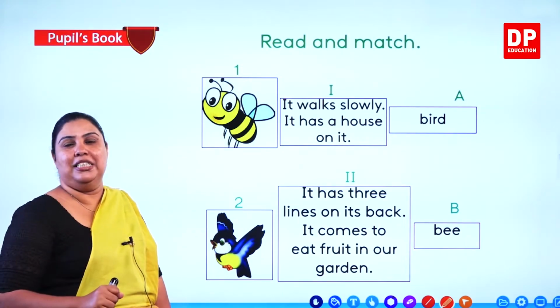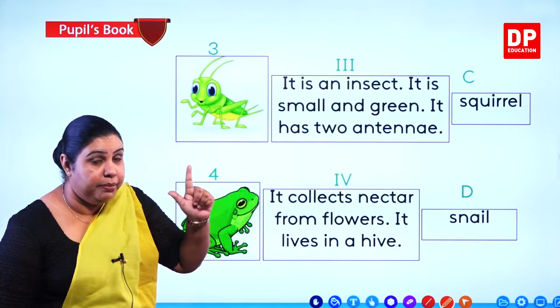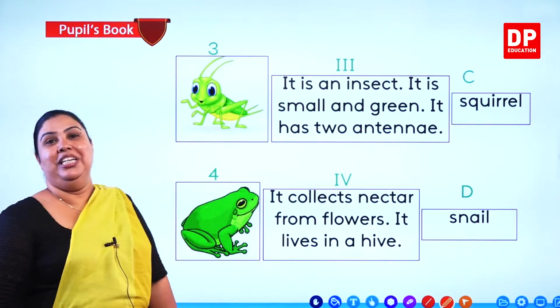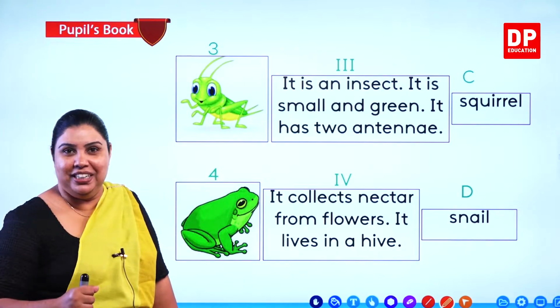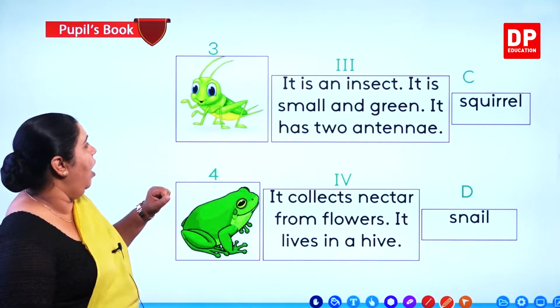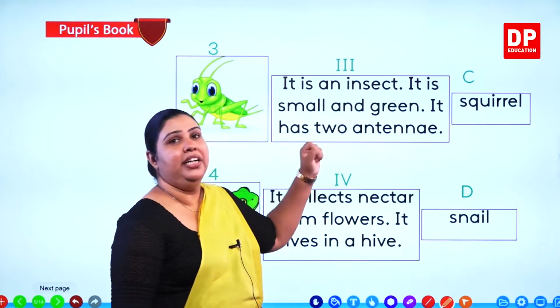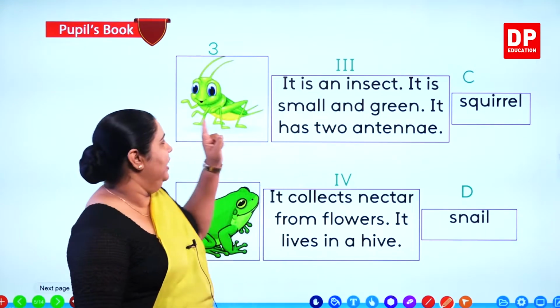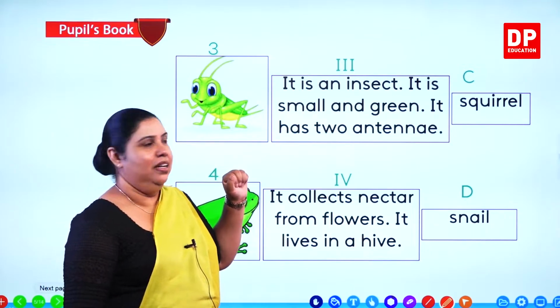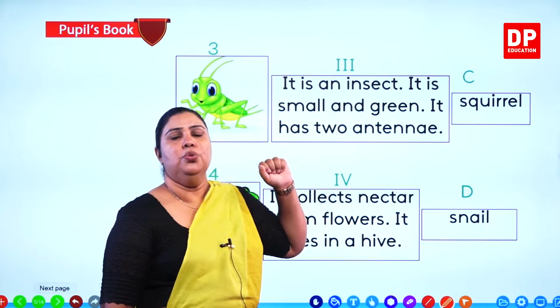Let's move on to our next picture and see. Now look at this. Number 3. Now number 1 we had the bee. Number 2 we had the bird. Now number 3. Who is this? It's the grasshopper. Now let's read and see whether this is correct. It is an insect. It is small and green. Is that right? It is small and green. It has 2 antennas.